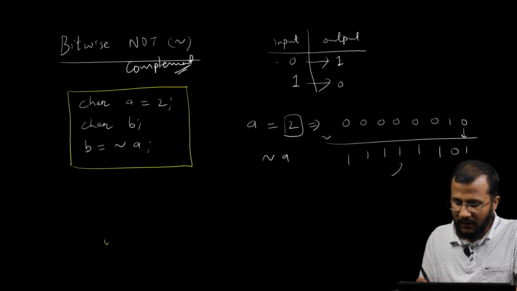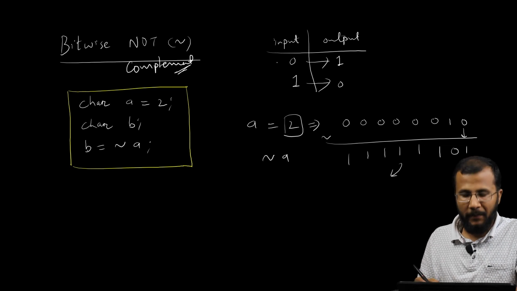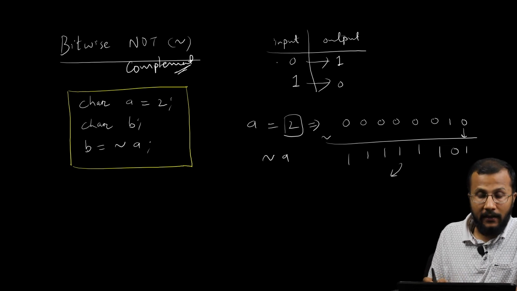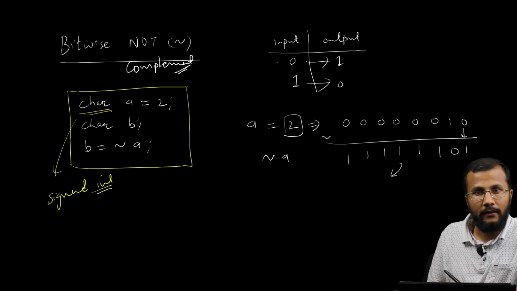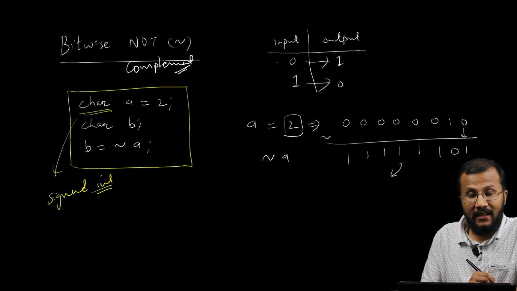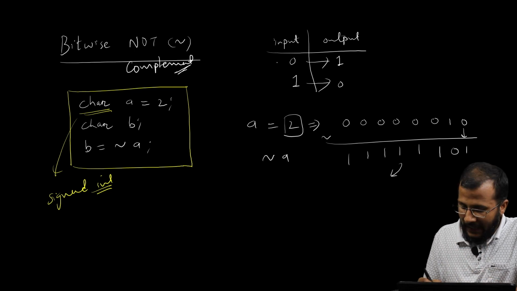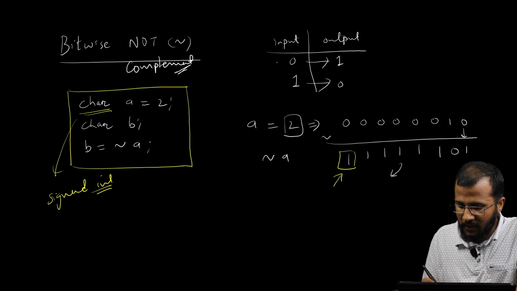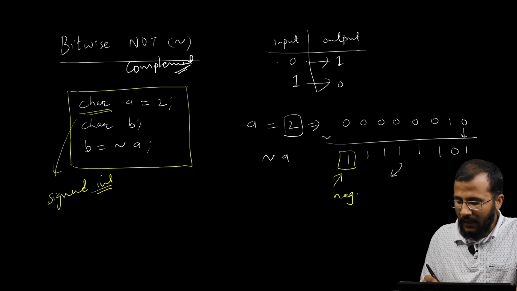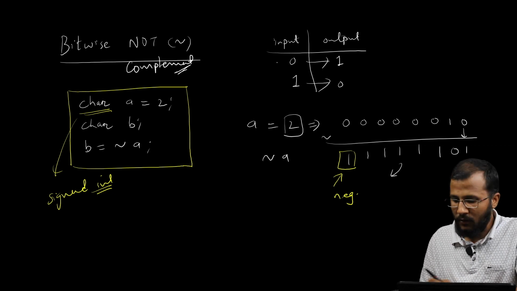Now let's try to convert this to decimal. Before we convert, let's see what the type of char is. Char internally is a signed character, so it's a signed integer, right? If it's a signed integer, it can also hold negative numbers. And if you look at this number very closely, this is starting with 1, so therefore it must be a negative number.